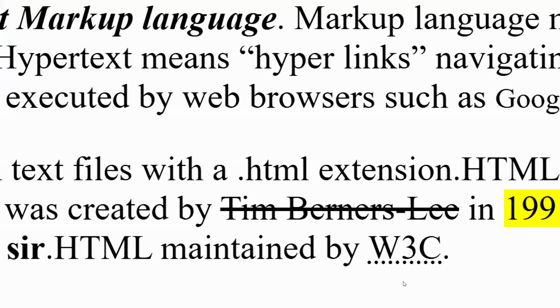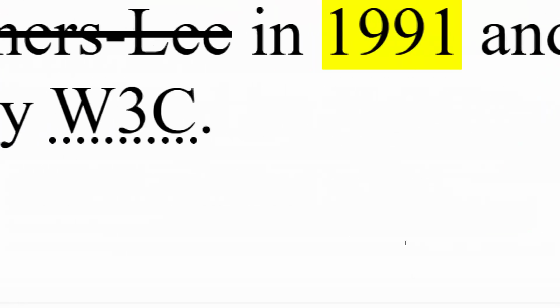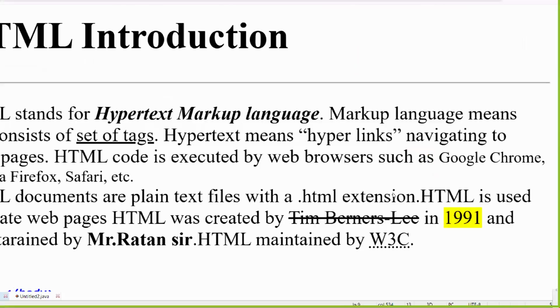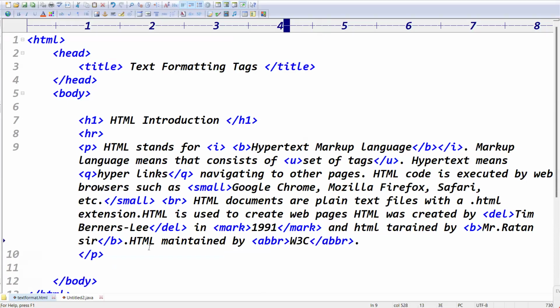See, guys, when you take the abbreviation, just place the cursor on it. Now it is showing the full form here. Now you see the World Wide Web. That is called what tag? The abbreviation tag. Yes, sir. Without the title, if you just take the abbreviation tag, the full form will not come up.